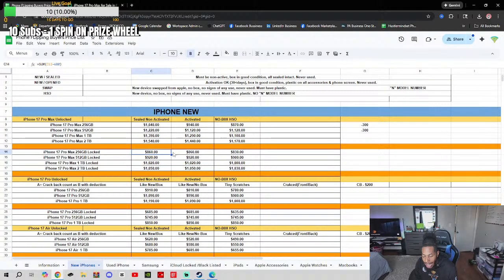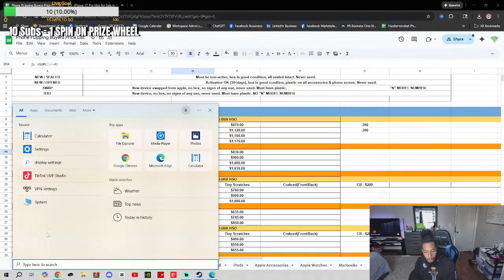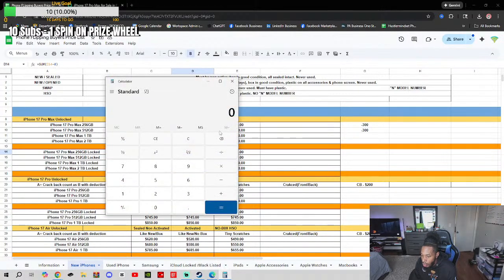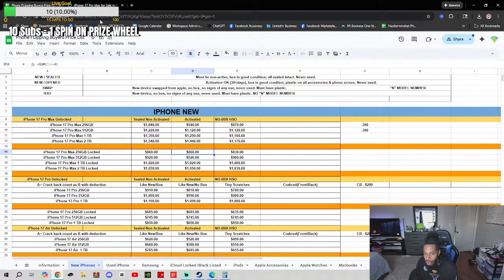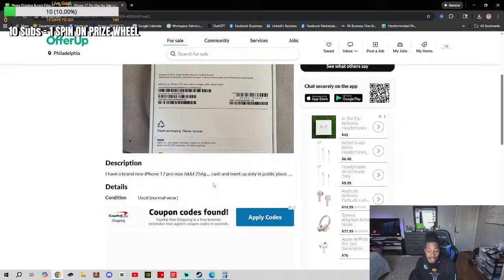So what we'll do, we'll go ahead, 17 Pro 256 locked. So we see that activated, it's $860. Okay, so that means $860 is what that buyer or the buyers are going to pay minimum, right? So you would say $860 minus whatever you want your profit to be, $50. $810 is your selling price. So go ahead and say, hey, I could do $810 if that's what you wanted to buy, right? I would not recommend buying that, but I'm just saying.